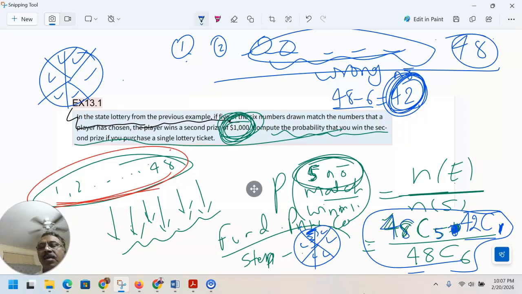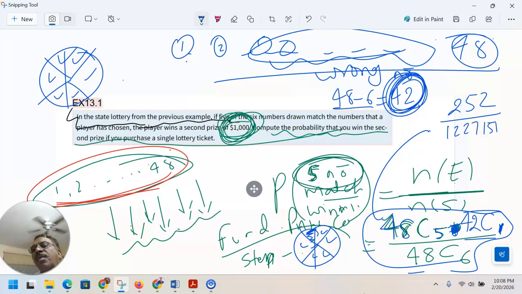And use the calculator. You just put the numerator in the calculator, you get 252. The bottom piece is 1227151, and then use the calculator, you get 1, 2, 3, 4, and I think it is 205. You can confirm this, and we'll check in the classroom if we have a question. I hope I made sense. Now, let me see if there was another example.